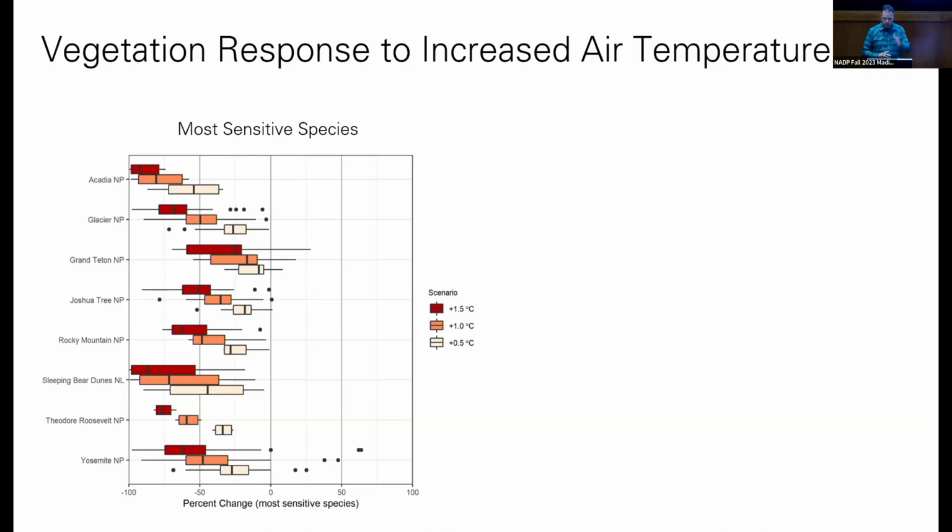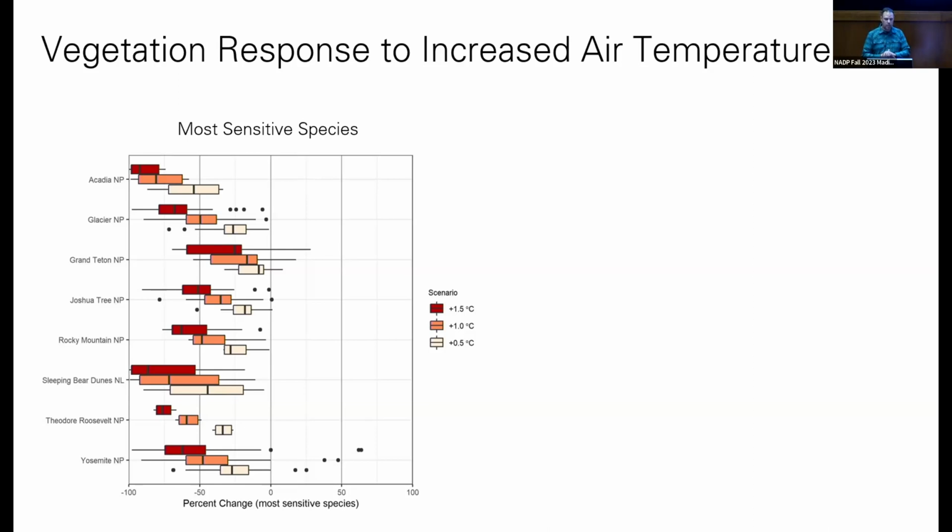So just to orient you to the plot, the 0 mark in the center is kind of similar to what Beck was showing with her microbial responses. Anything to the left of that line is a decrease in occurrence probability, and anything to the right is an increase. Since we're talking about the most sensitive species here, we're seeing decreases most often. So there are a few map classes in Yosemite where the most sensitive species is actually an increaser.